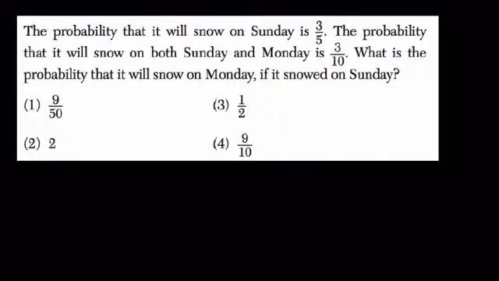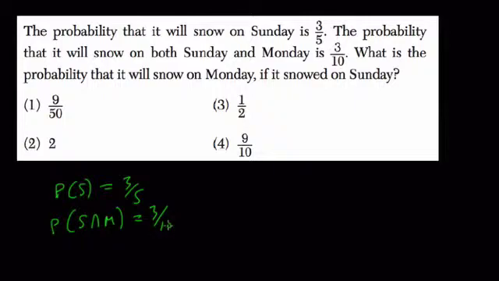Okay, the probability that it will snow on Sunday is 3/5. So the probability for Sunday snow equals 3/5. The probability that it will snow both Sunday and Monday is 3/10. What is the probability that it will snow on Monday, given it snowed on Sunday? So this line here is for given in probability notation.